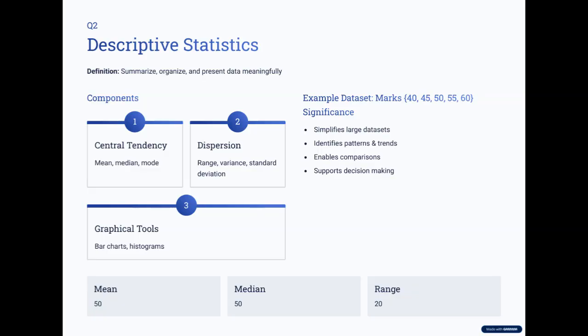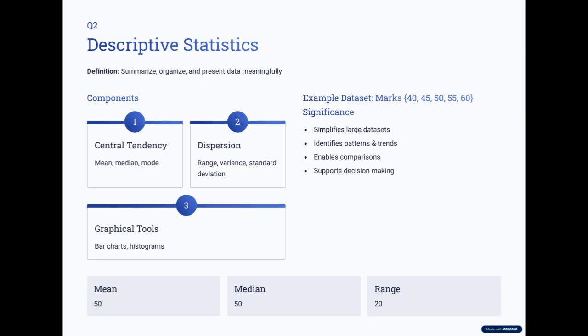Components are: 1. Measures of central tendency, mean, median, mode. 2. Measures of dispersion, range, variance, standard deviation. 3. Graphical tools, bar charts, histograms, pie charts, etc. Example dataset: marks of 5 students, 40, 45, 50, 55, 60. Graphical representation: a simple bar chart. We can draw a bar where the height shows how many students got each mark. For example, 1 student got 40, 2 got 45, 3 got 50, etc. This visual makes patterns obvious.